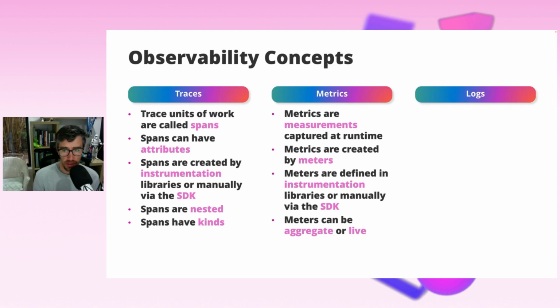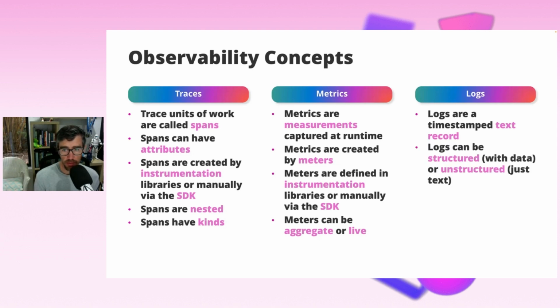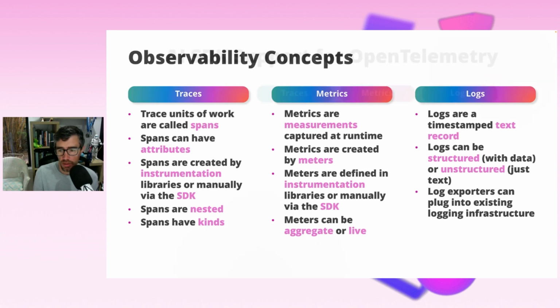You've also got logs, which are essentially an extension of the logging format. They're timestamped text records. You can put structured data in them as well, or you can make them unstructured. The log exporters can plug into existing log infrastructure. And for .NET, that would basically be an ILogger interface. And the app that I've got in our demo shows you what that looks like.